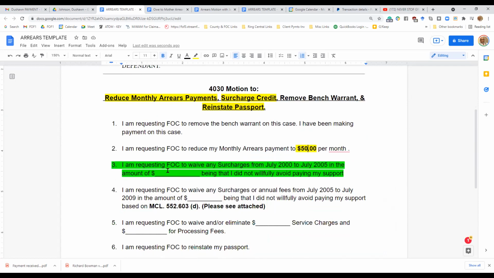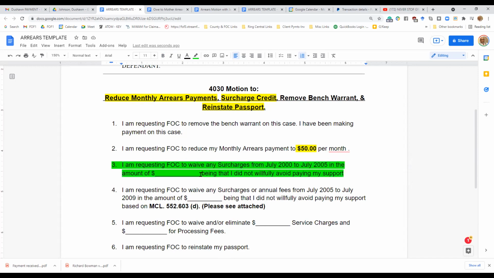Okay. Now, this one here, I'm requesting FOC to waive the surcharges. Remember, I told you we're going to come back to this. The surcharges from 2000 to 2005 in the amount of. Come back to that payment history. Remember, I asked you to get the payment history. You got to get that payment history. If you don't get it, you don't know what that amount is.